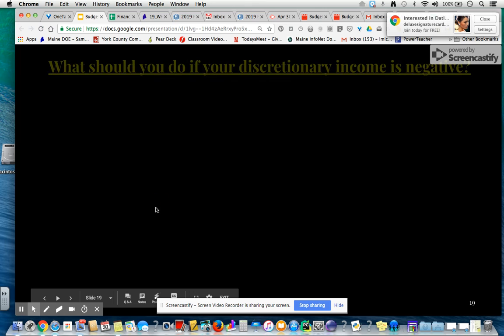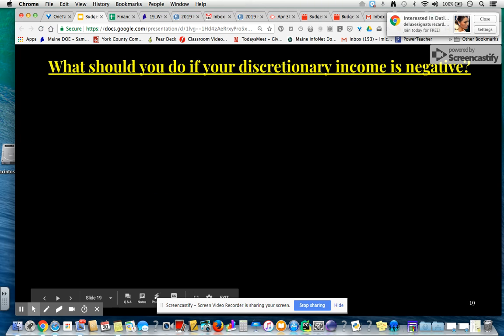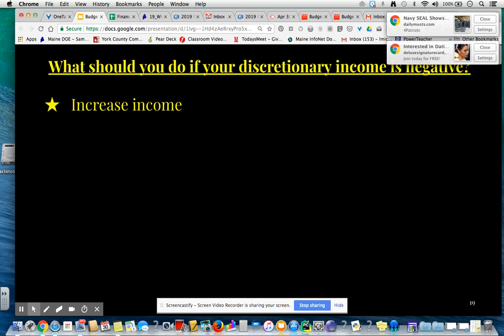And so, what should you do if your discretionary income is negative? Increase income: find another job, get another job, ask for a pay raise, work extra hours, or decrease expenses. Where can you cut expenses? This will usually be in the variable expenses category, and you could do a combination of both.